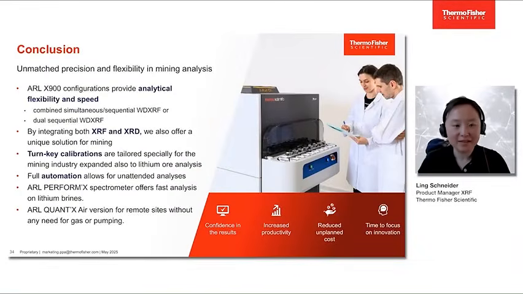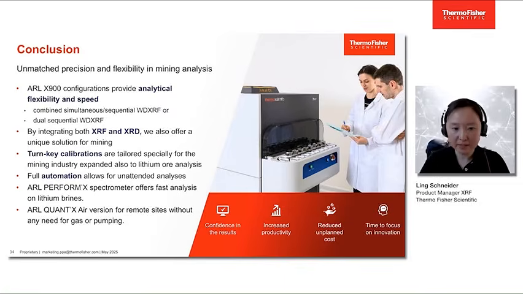Thank you, Didier. As we conclude our presentation, let's recap the key features that make the ARL X900 a great choice for accelerating your materials analysis. The instrument offers configuration options for both simultaneous and sequential WD-XRF, providing analytical flexibility and speed. By integrating the XRF and XRD into a single instrument, we offer a unique solution for the mining applications. Our turnkey solutions are tailored especially for mining industries. The full automation allows for unattended analysis.